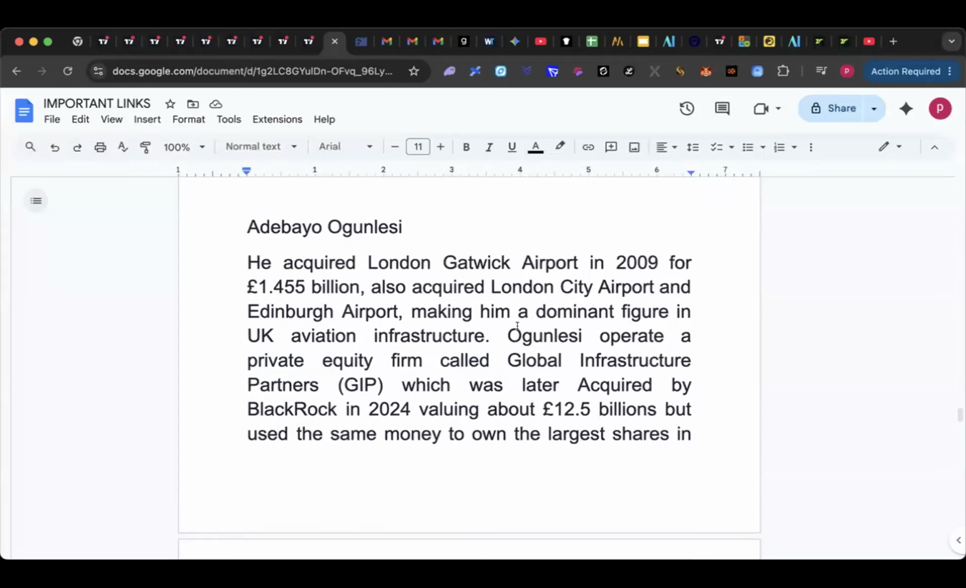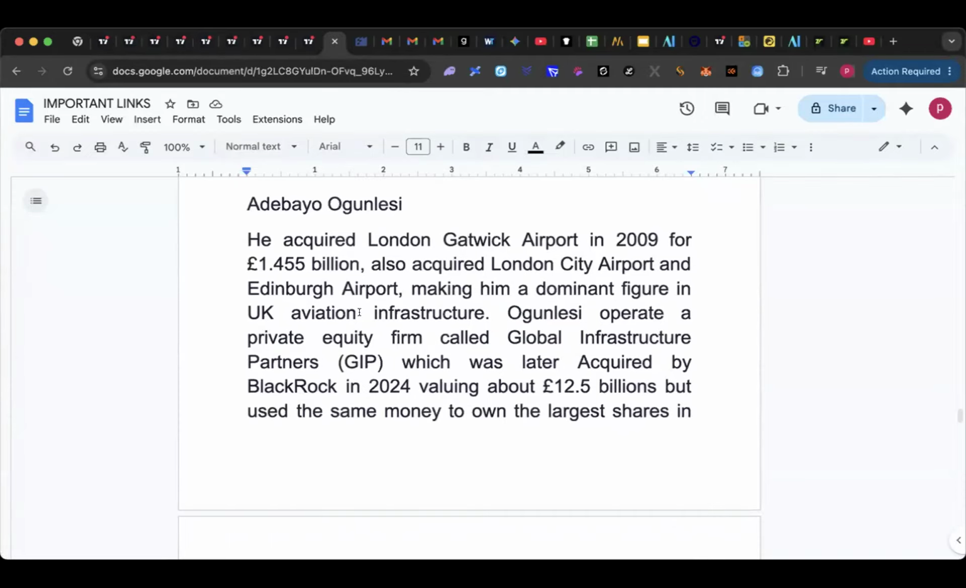Now I have another man, and I'm going to show us the tool we use in achieving this. Adebayo Ogunlesi. He acquired London Gatwick Airport in 2009 for £1.455 billion. He also acquired London City Airport and Gatwick Airport, making him a dominant figure in the UK. He's a Nigerian in aviation infrastructure. Ogunlesi operates a private equity firm called Global Infrastructure Partners, GIP, and he decided to change the narrative. Man, I don't want to pay overhead costs, tired. I now understand the power of leverage very much.